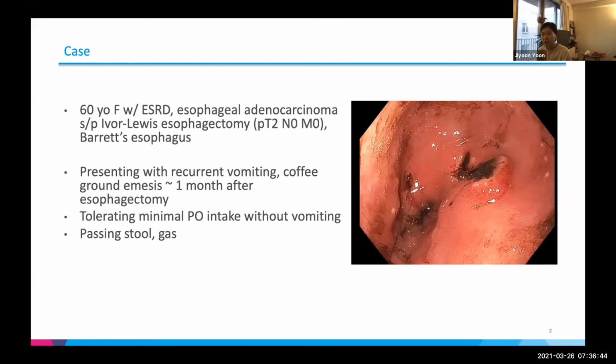She is presenting with recurrent vomiting and coffee ground emesis, which has been ongoing for about a month after her esophagectomy. Her operation was successful. She was discharged on day 9 without any particular complications. She is now tolerating minimal oral intake without vomiting, but she is passing stool and gas and not complaining of any abdominal distension or abdominal pain. On the right here is her initial EGD showing a nodular lesion, which turned out to be her esophageal adenocarcinoma.